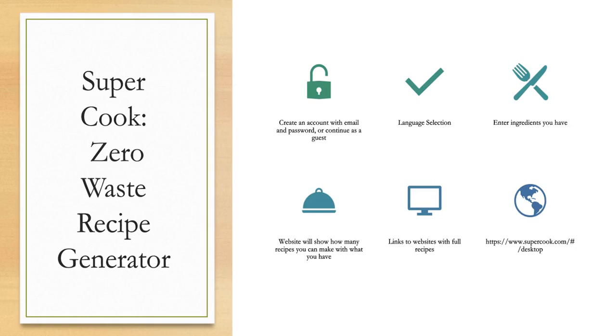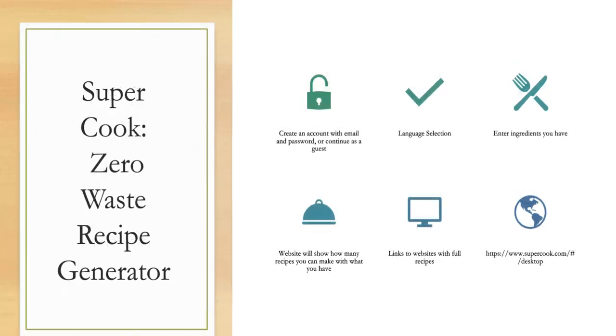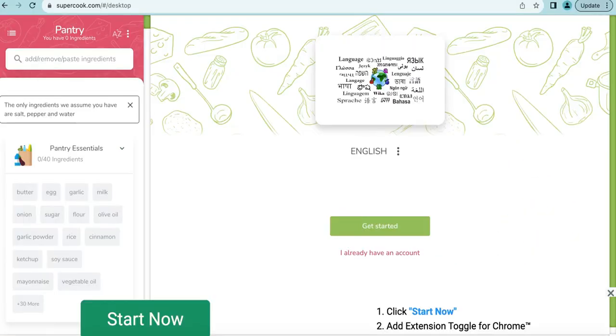And then you can select what language you want to use on the website. And then you go to the side and enter in the ingredients you have. From that, the website will show you how many recipes you can make with what you have, and it pulls up all of these different links to websites with full recipes. And then this is the link to the website, but I'm going to go on over to Supercook.